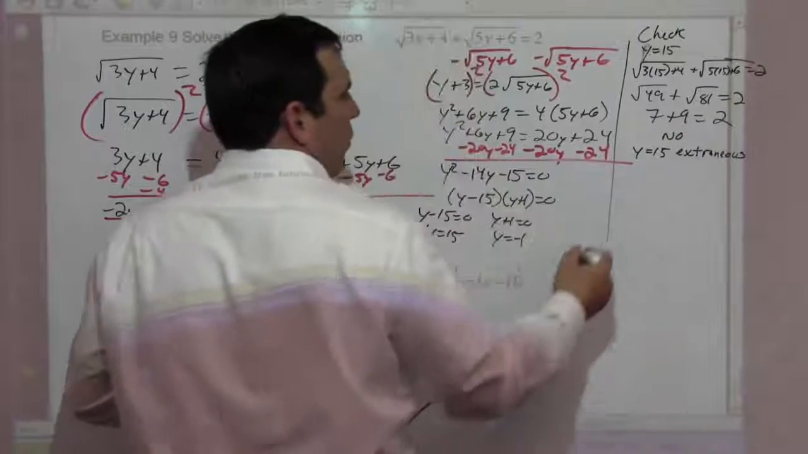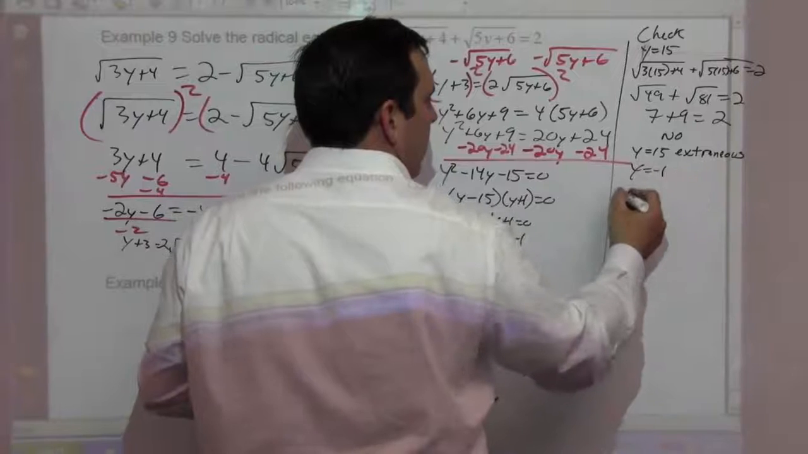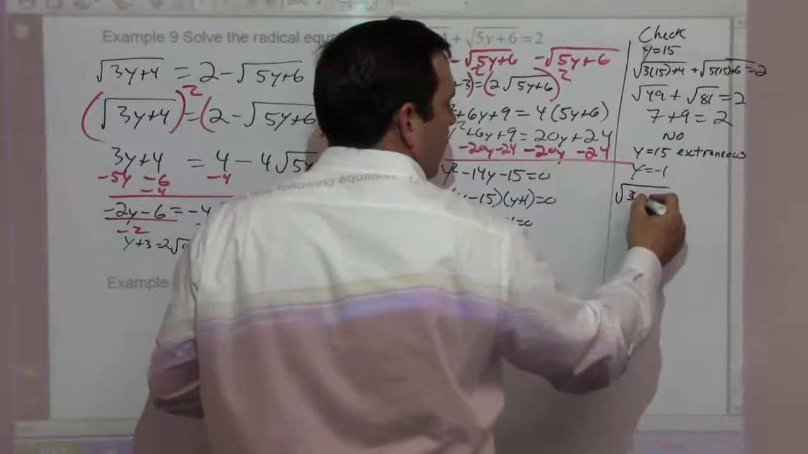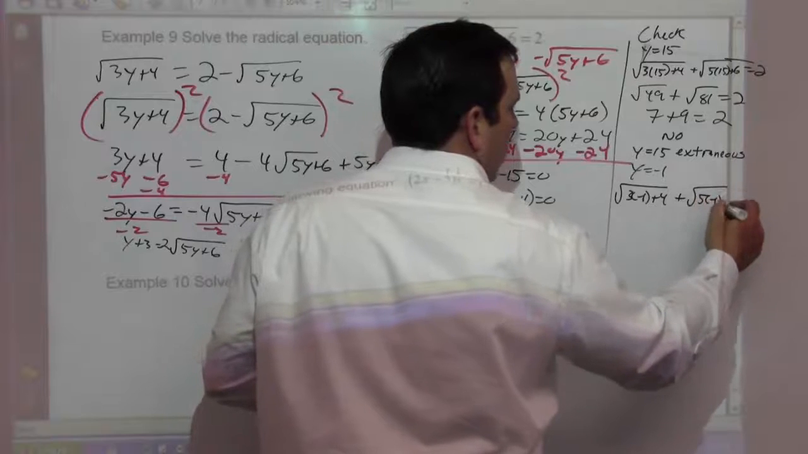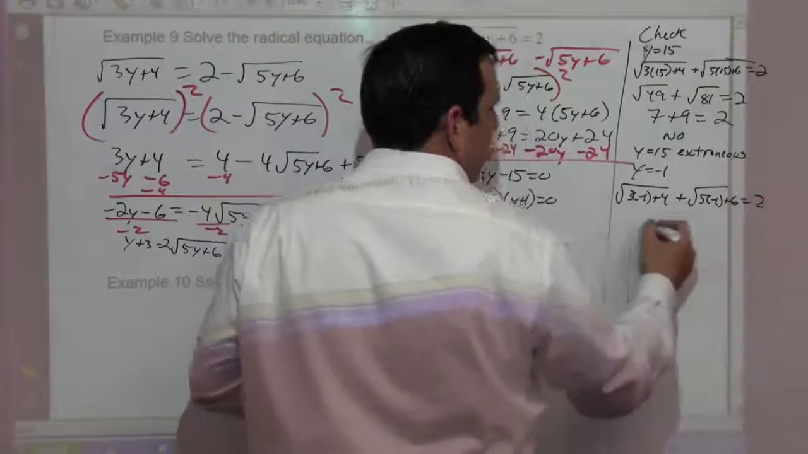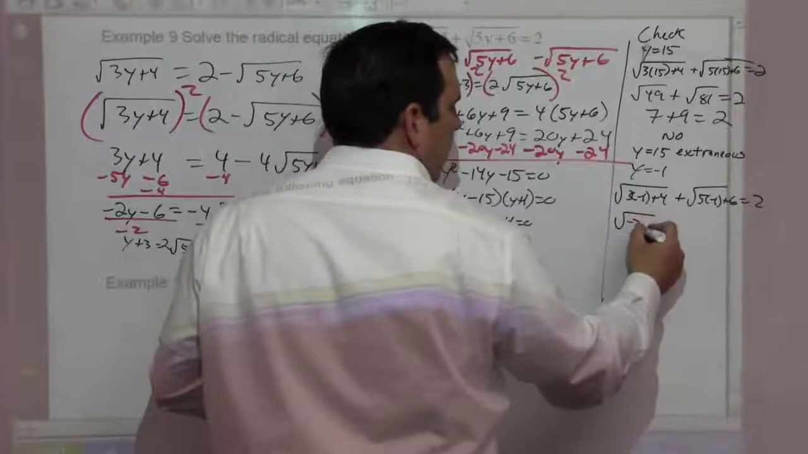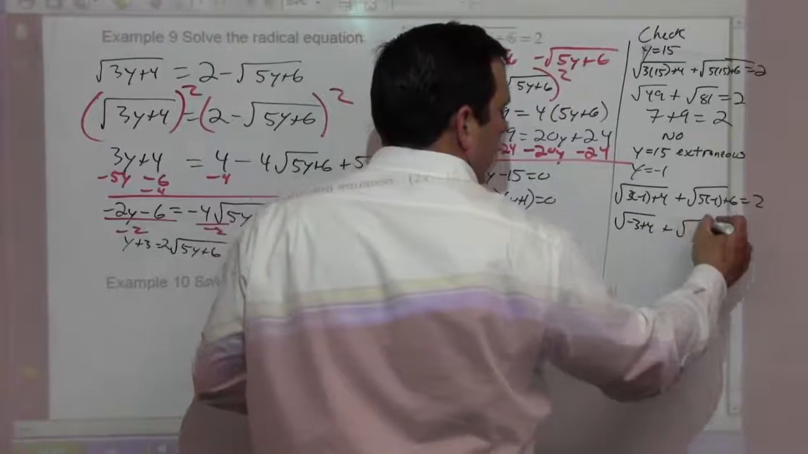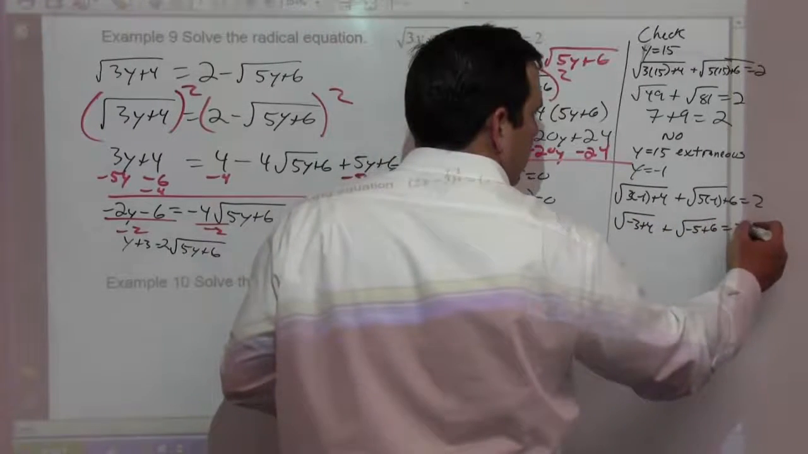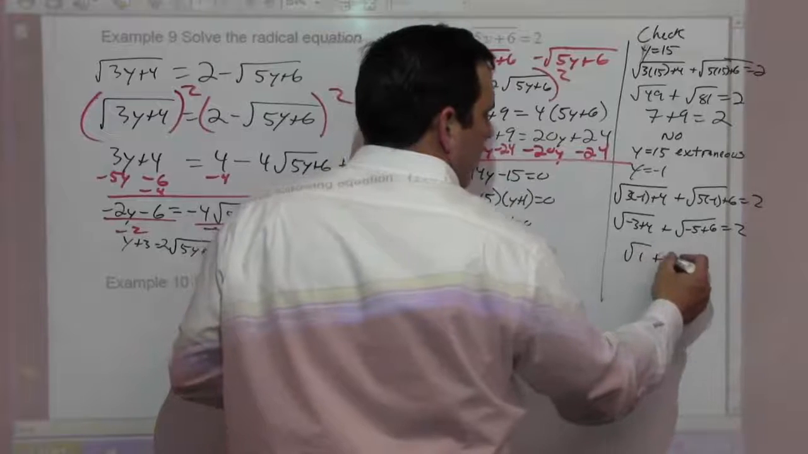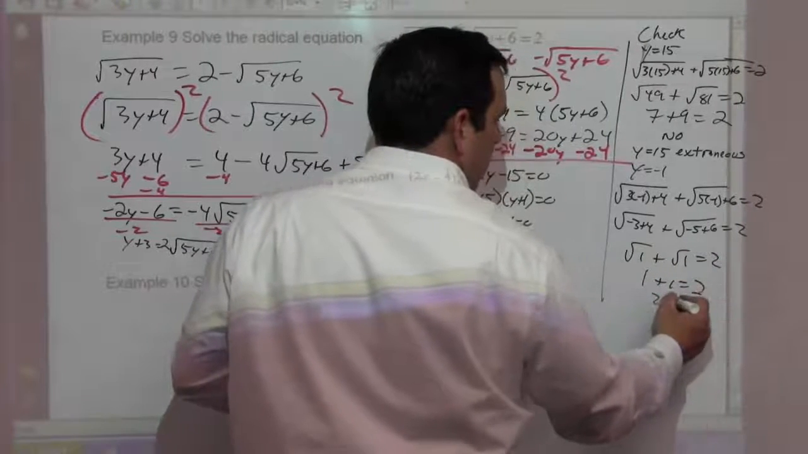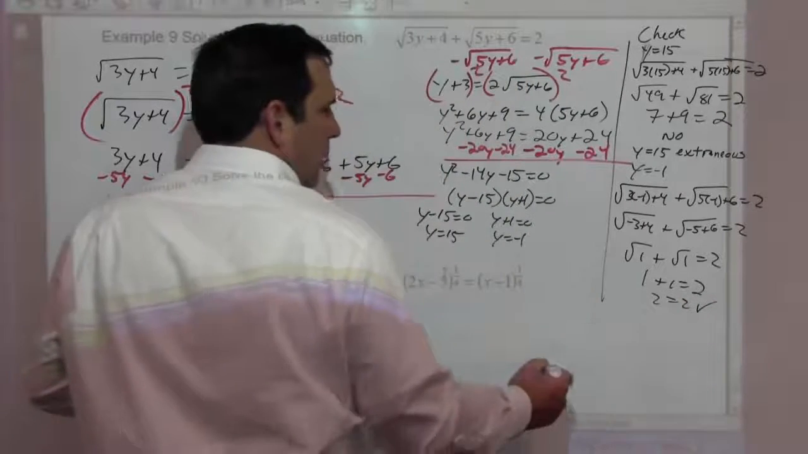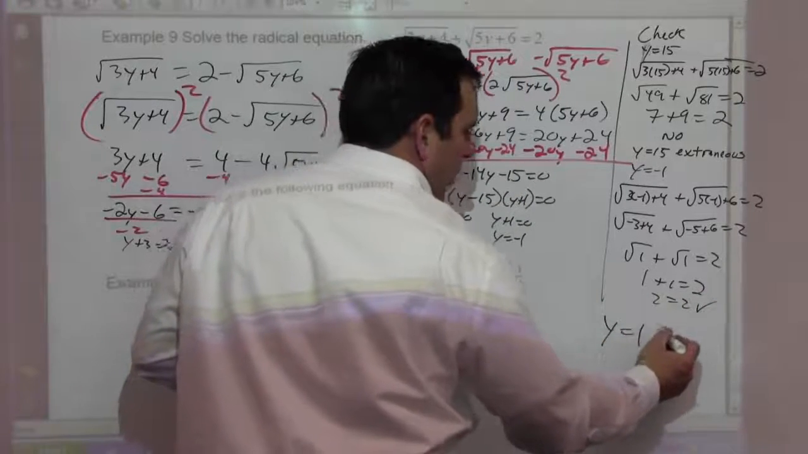Now let's try the other one, y equals negative 1. Is the square root of 3 times negative 1 plus 4 plus the square root of 5 times negative 1 plus 6 equal to 2? That's the square root of negative 3 plus 4 plus the square root of negative 5 plus 6 equals 2. That's the square root of 1 plus the square root of 1 equals 2. 1 plus 1 is 2. That works. So y equals negative 1 is the only solution.